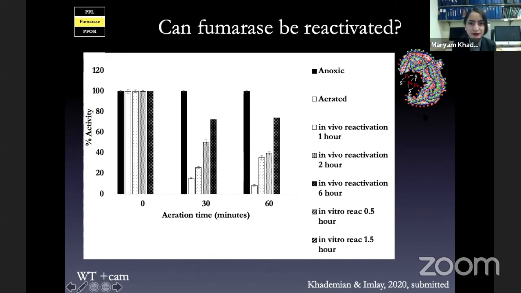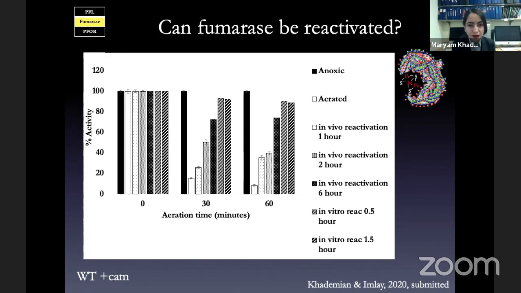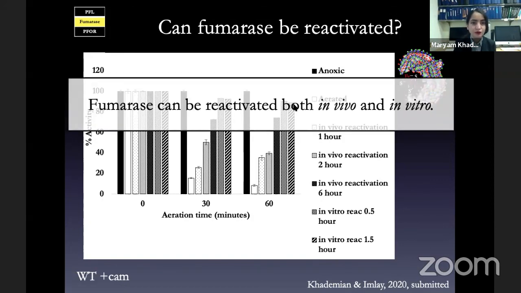Another way for us to test it is to check whether our in vitro reactivation works. In vitro reactivation is when I have the lysate that contains the protein in it, and I add iron, because we know iron is lost, with a reductant. Here I added DTT because we need to reduce the cluster to be able to put back the iron. And as you can see here, if I do the in vitro reactivation with iron and DTT for half an hour or an hour and a half, in these cases, I also get full reactivation of this enzyme. So fumarase can be reactivated both in vivo and in vitro.